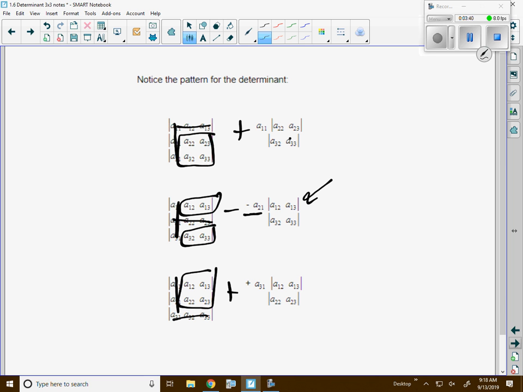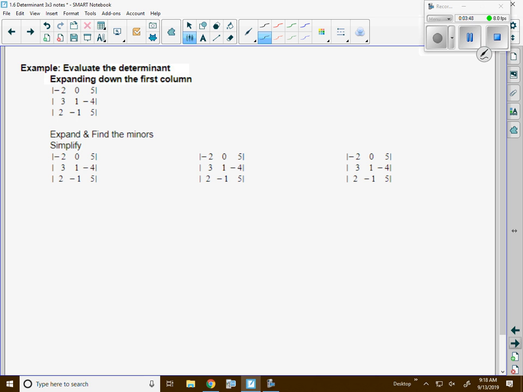We're going to do this with numbers, and it gets better. It's not as bad when we have numbers. So let's do this example. Evaluate the determinant, meaning find the determinant. Expand down the first column. Show me with your arm what a column looks like. Yes, so we know it's going to be the first column. So here are our numbers. Okay, so bear with me here.